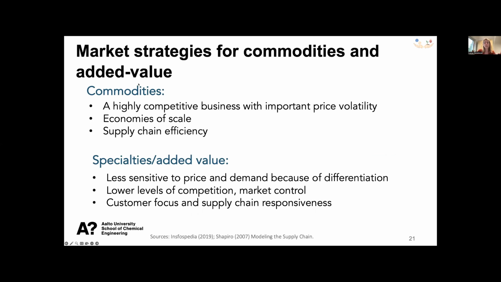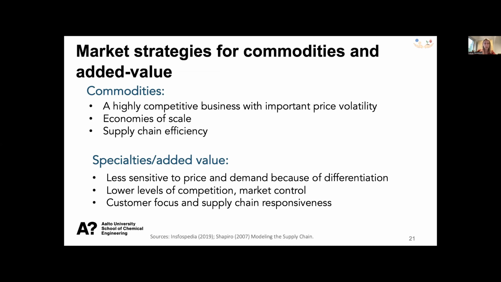now, how do I do this market analysis? First thing, figure out what your product is. We don't have time to do that today. You have some examples. What your product is. So if it is a commodity, it's a very competitive business. Price is very important, and I need to make a lot. And I need to really maximize my capital expenses. And I need to be very efficient in the supply chain. If I make specialties or added value, it's less price sensitive because usually they're at a very, very higher price. So the price doesn't fluctuate a lot.